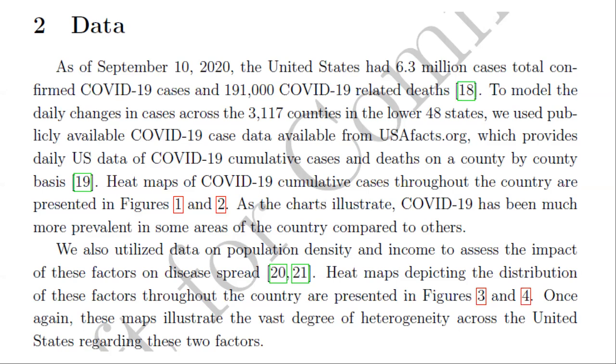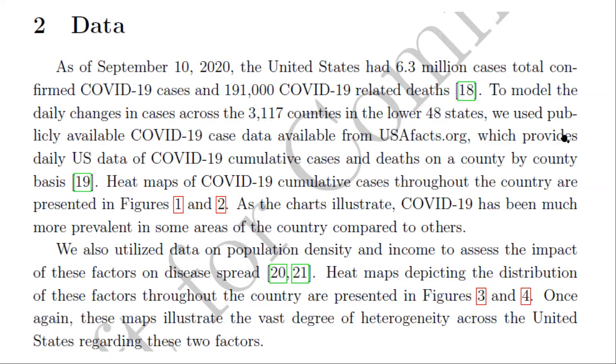The next one, almost nobody would catch. I was shocked when I originally read, to model the daily changes in cases across the 3,117 counties, because I actually know that there's 3,141 counties in the United States. Now, there's two reasons I know this. One is I do some work on Benford's Law of Digit Bias, and we do a lot of county data, so I've seen county data for two decades. The other one, 3,141. Why might I remember that number? Pi, 3.14159. And so I was shocked to see, wait, he's missing some counties.